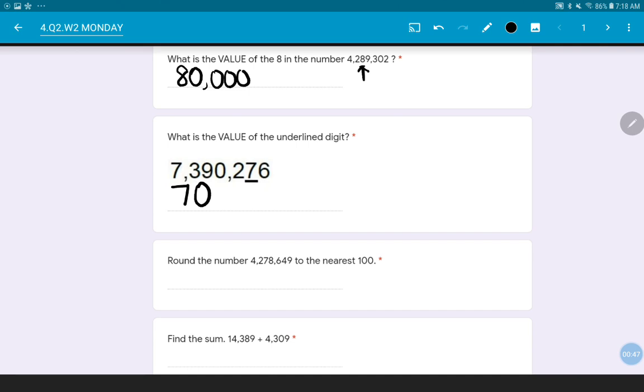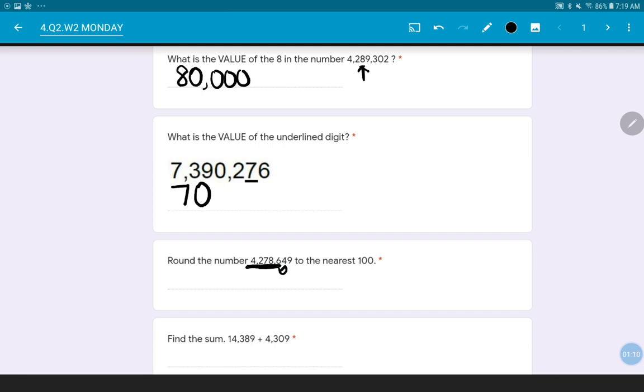Next, we're rounding the number 4,278,649 to the nearest hundred. So I'm going to look at my hundreds place value. I have 6 hundreds, and I'm going to go ahead and underline everything bigger than my hundreds place value because I know I'm going to keep them the same when I round.